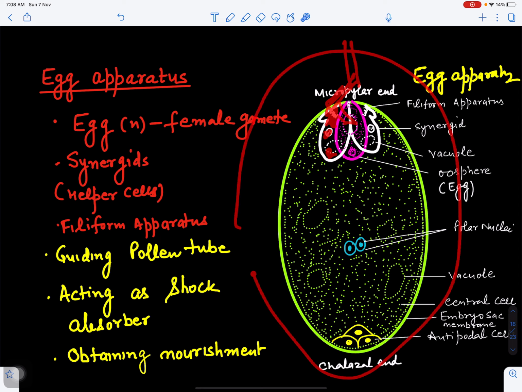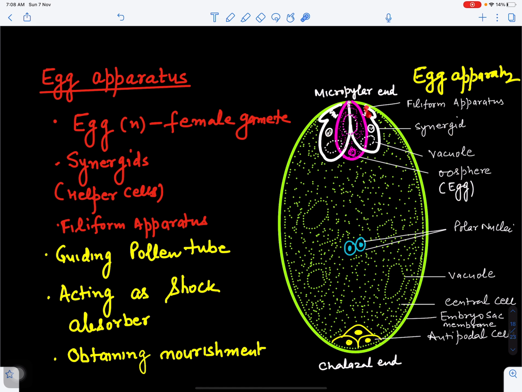is present inside the nucellus. So this will help in absorption of the nourishment for the developing female gametophyte. This will be done by the synergids. So basically synergids have filiform apparatus. This is the nucleus of the synergids, and this is the vacuole of the synergids. So these synergids are helping cells. So they help or assist the egg in the fertilization process.